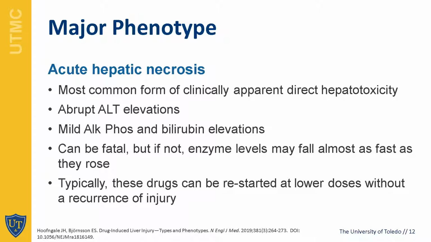Acute hepatic necrosis causes abrupt ALT elevations, but only mild ALK Phos and bilirubin elevations. Acute hepatic necrosis can be fatal, but if it is not, then these enzyme levels might fall almost as fast as they rose. So if you do see a large jump in ALT very quickly after starting an agent, that should decline if you are actually able to remove the offending agent. And typically, these drugs can then be restarted at lower doses without a recurrence of injury.